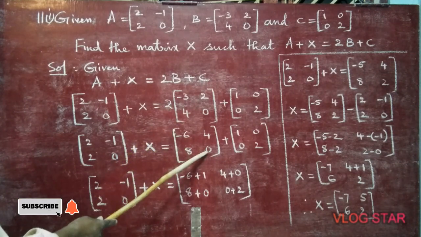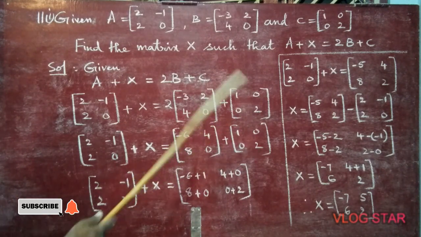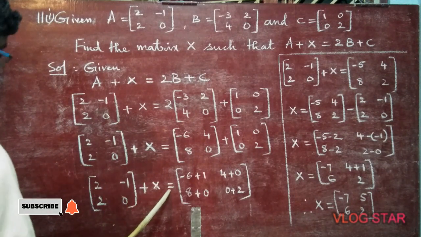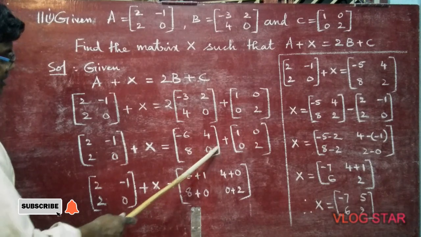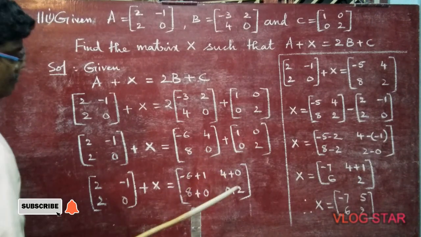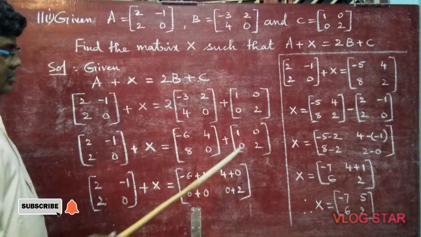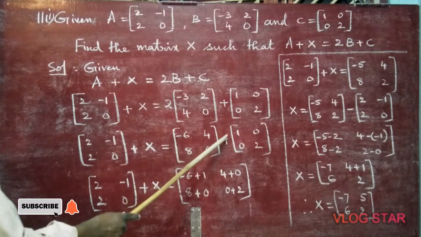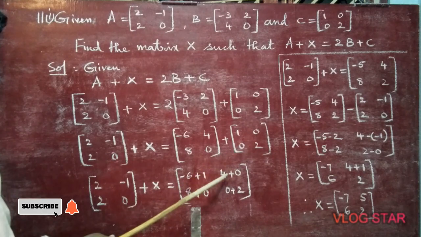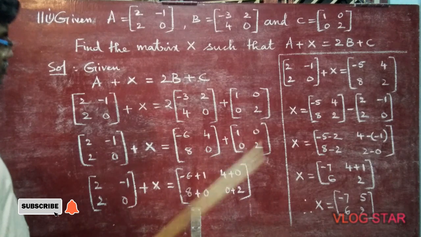2 zeros are 0, plus C as it is: matrix 1 0 0 2. Now 2 minus 1 2 0 plus matrix X is equal to, add these two matrices. They are comparable matrices because they are of the same order. This is 2 by 2, that is also 2 by 2. Then addition is possible. Minus 6 plus 1, first element with first element. 4 plus 0, 8 plus 0, 0 plus 2.